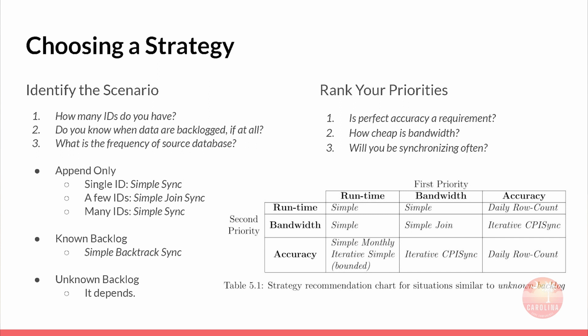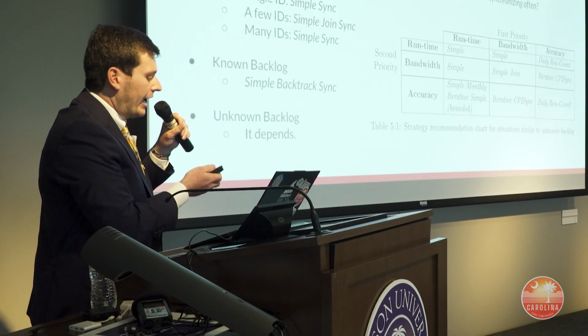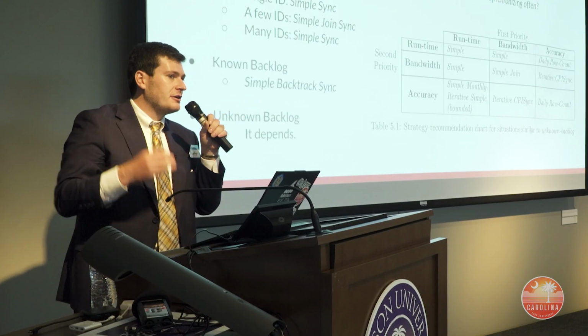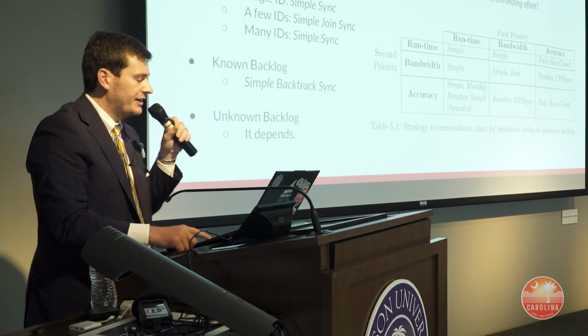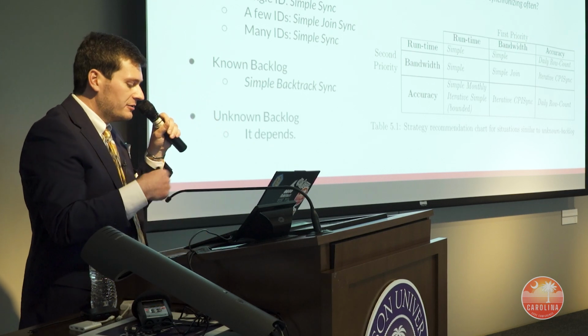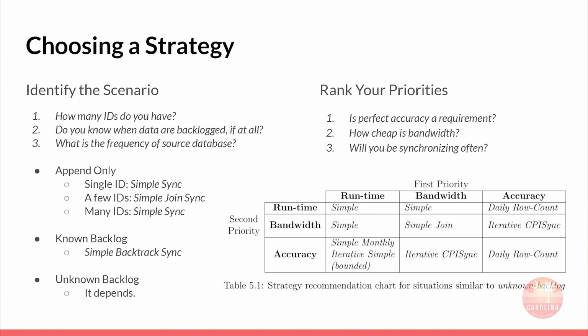I know that's a letdown, but first, when you're asking yourself which strategy is best for me, you have to consider how many IDs you have, how often you're backtracking, how important is accuracy to you, is bandwidth super expensive, like the space situation, and will you be synchronizing often? Because oftentimes a simple backtrack will catch any outliers if backlogging happens on a recent basis.